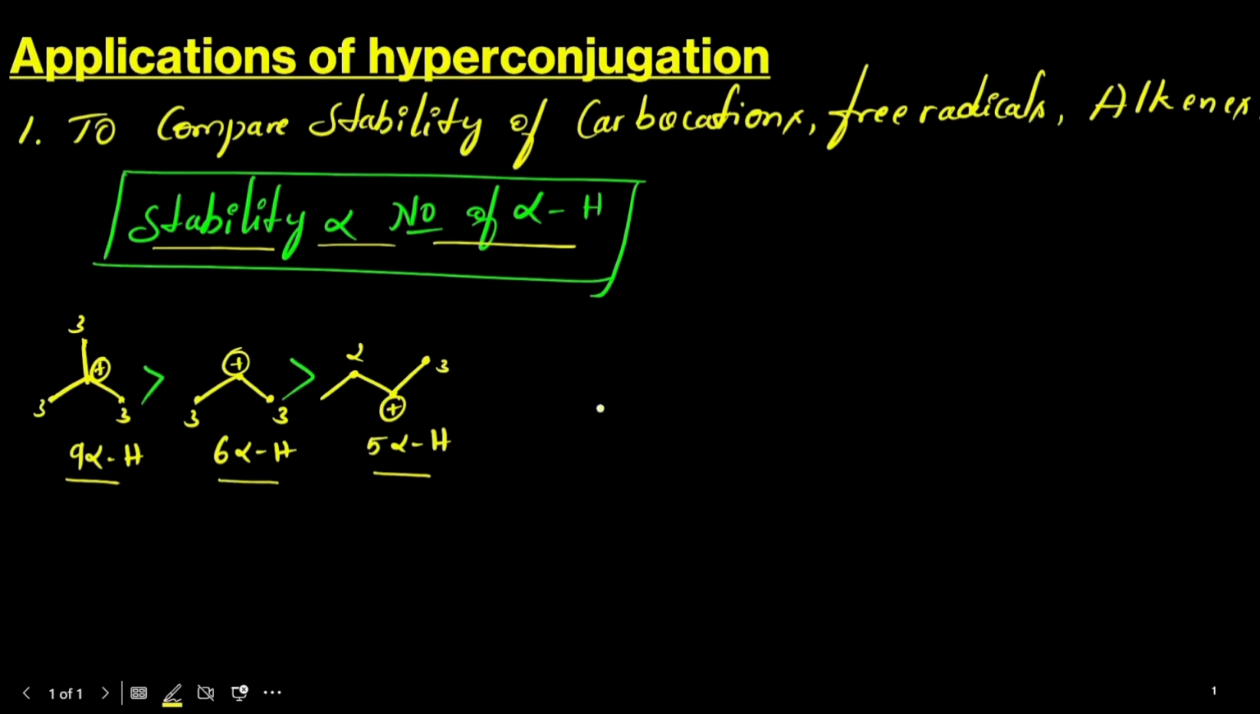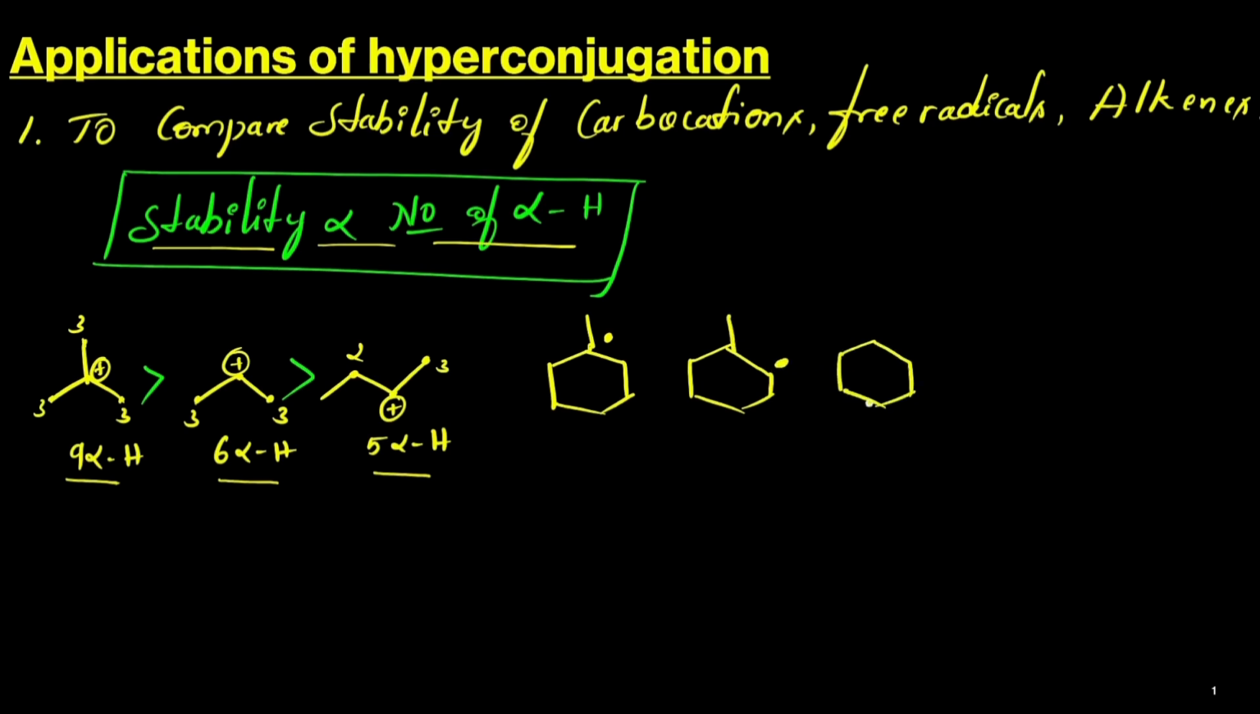Consider free radical. Okay. Here this is the free radical. And again, free radical is here. And again, free radical is here. How many alpha hydrogens are there? Here 3 alpha hydrogens. This is also an alpha carbon atom. This is also an alpha carbon atom. Here 2 alpha hydrogens and here 2 alpha hydrogens. 2 plus 3 plus 2, that is 7 alpha hydrogens are here.